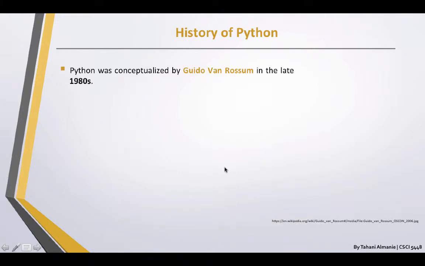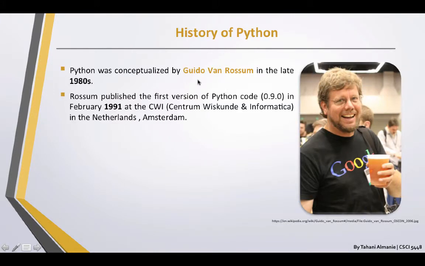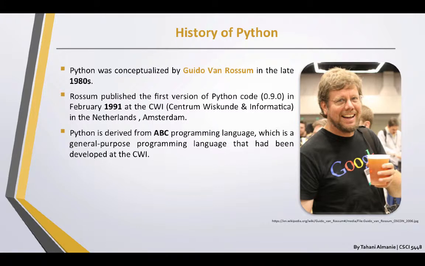Python was conceptualized by Guido van Rossum in the late 80s. Rossum published the first version of Python code, 0.9.0, in February 1991 at the CWI, which is Centrum Wiskunde & Informatica, in Amsterdam, the Netherlands. This is called in English the National Research Institute for Mathematics and Computer Science. Python is derived from the ABC programming language, which is a general purpose programming language that had been developed at the CWI.